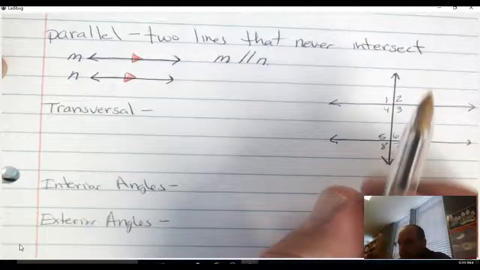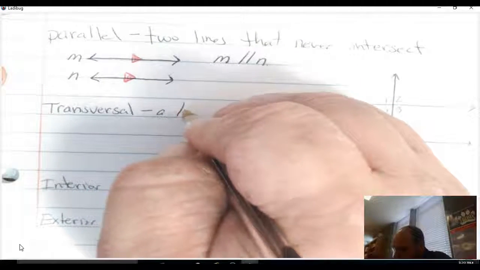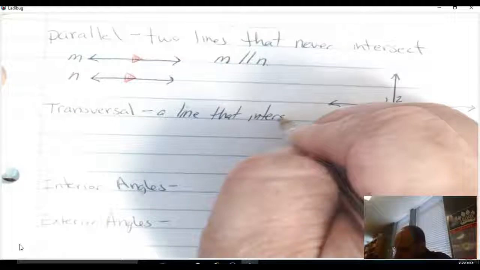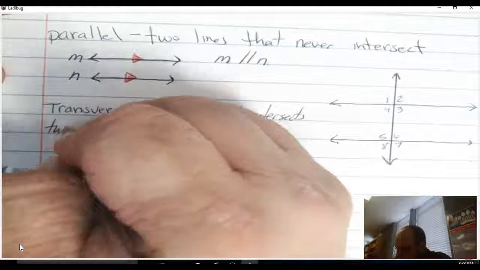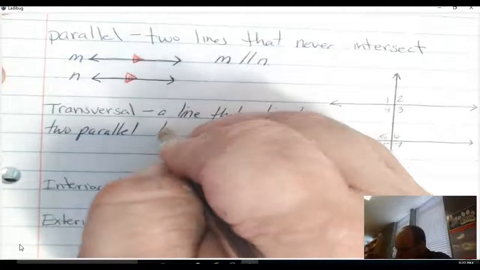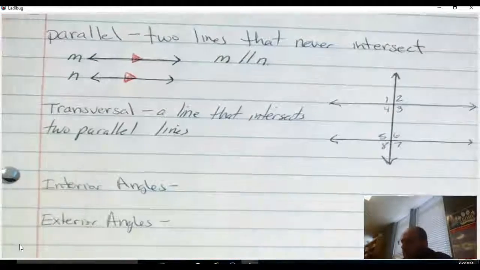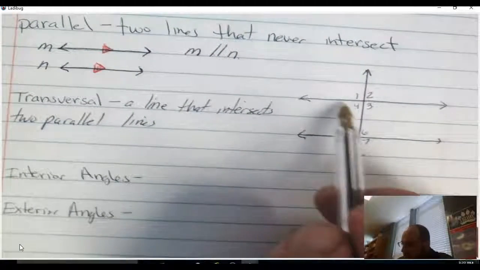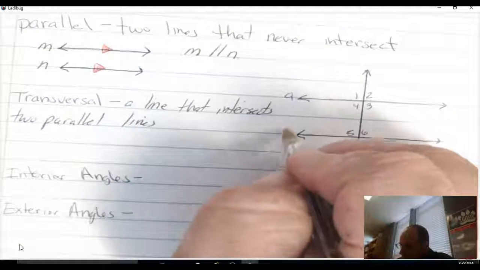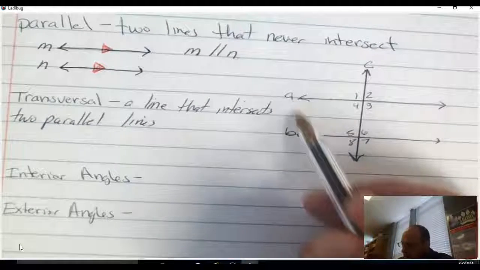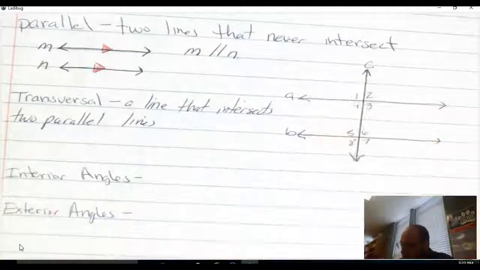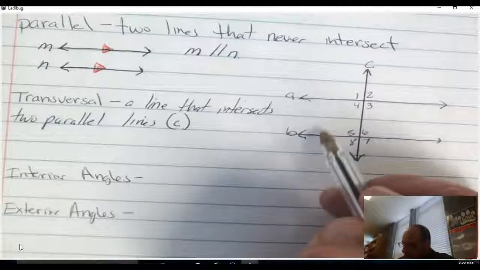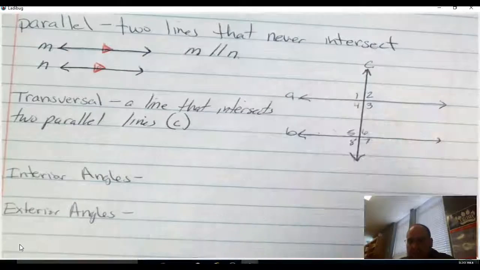Next we have a transversal. A transversal is a line that intersects two parallel lines. All right. So for example, over here, here's your two parallel lines right here. Let's call this one A, let's call this one B, we'll call this one C. A and B are your parallel lines, so your transversal line is C. So I'm going to write C right here so that I know that that's the transversal line. So A and B are the parallel lines, and C is your transversal line.